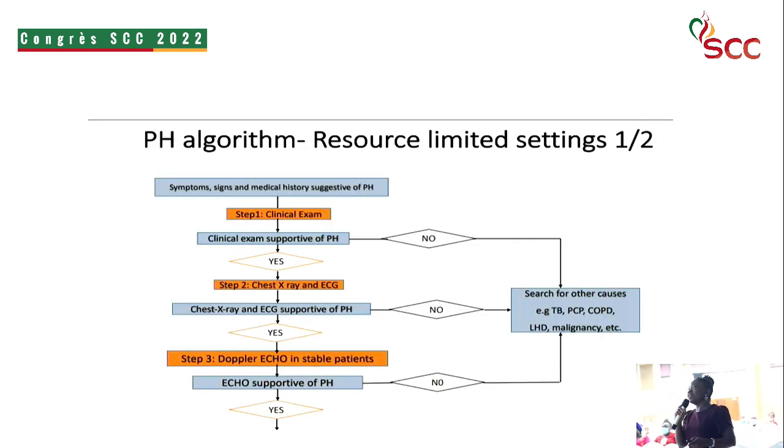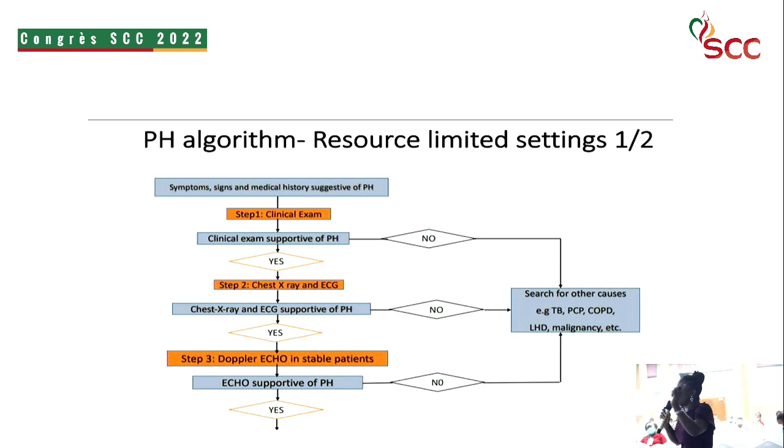According to their algorithm, if you have patients with signs and symptoms suggestive of pulmonary hypertension, you do your clinical exam. If the clinical exam is still suggestive, the patient has edema of the lower limbs, is dyspneic, and all of that, then you can do a chest X-ray and an ECG. The ECG could show the signs I said earlier: right ventricular hypertrophy, right axis deviation. The chest X-ray can give you cardiomegaly. All of that will increase the possibility that the patient could have pulmonary hypertension. So if that is the case, you do the echo. The echo will give you the different probabilities that we saw earlier in the other slides.